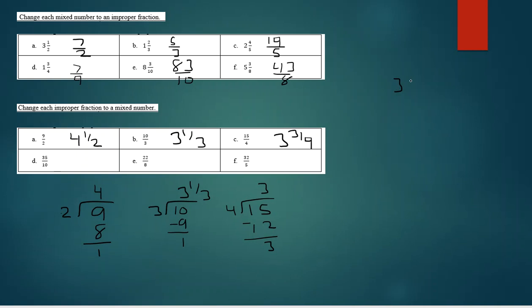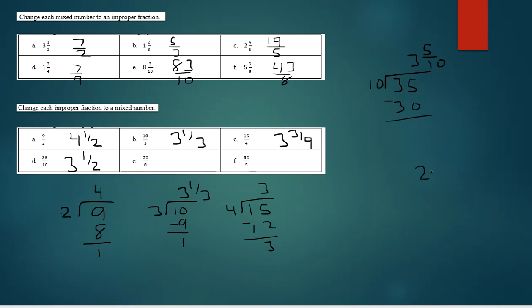Okay, 35/10. I'm going to write that up here. 35 divided by 10. 10 fits into 35 3 times. 3 times 10 is 30. 35 minus 30 is 5. So this would be 3 and 5/10. 5/10 can be simplified to 1/2. So we would write this as 3 1/2.